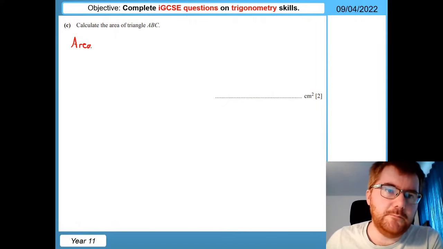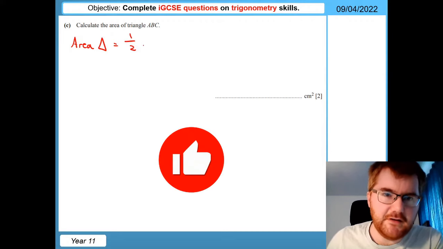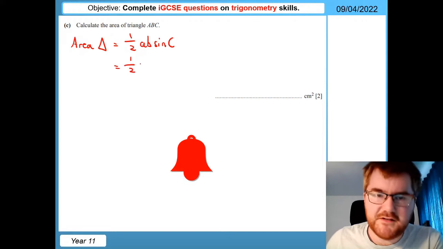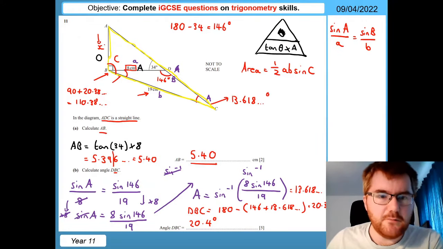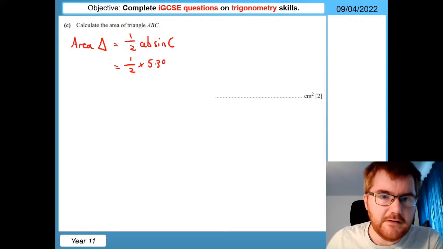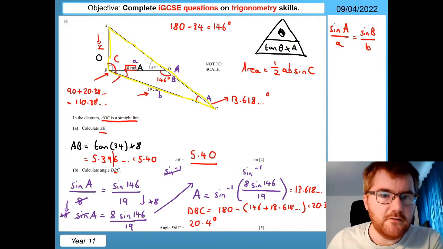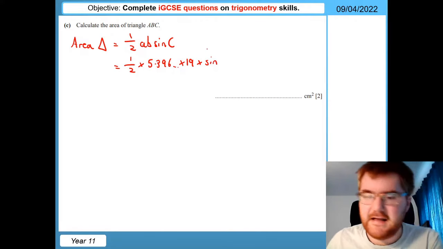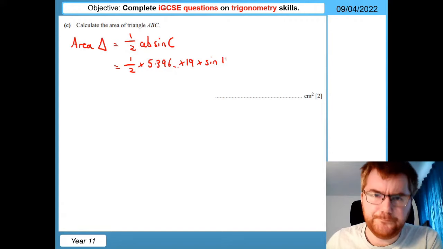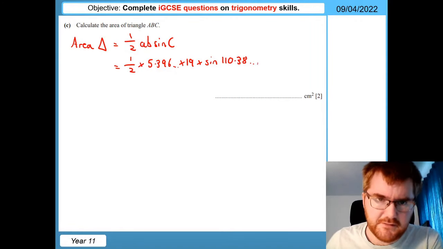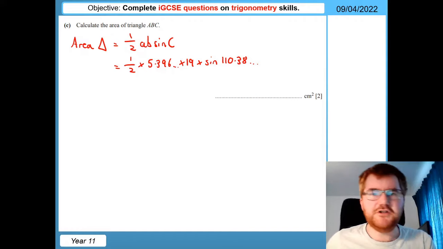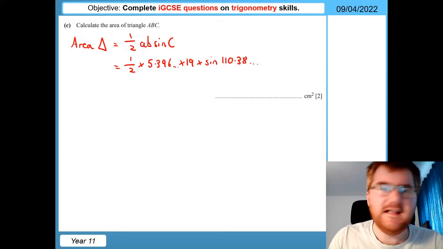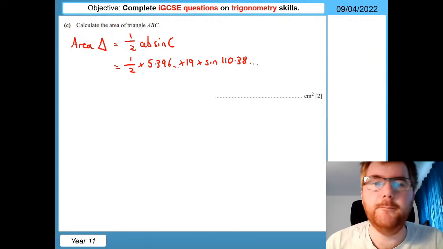So the area of the triangle, I'm just going to write down to the examiner that I know what it is, half AB sine C. And let's just pop in all the numbers that we have. So a half times, well, we know what x was, 5.396 dot dot dot. We know that the b side would be 19, so times 19, and then times the sine of the angle in between. So that's 110.38 dot dot dot. Notice with this kind of question, they are usually quite lenient if the answer is not exactly accurate, they'll still give you all 2 marks. Let's try and make it, though, as accurate as possible.